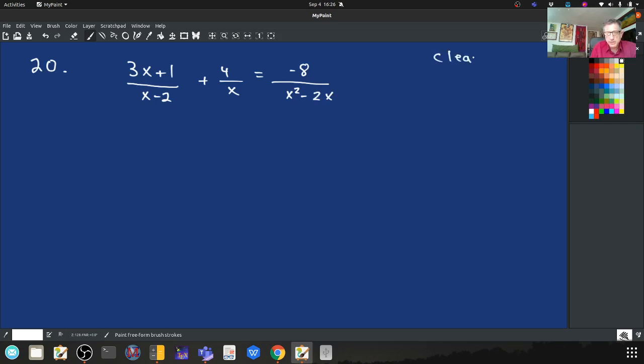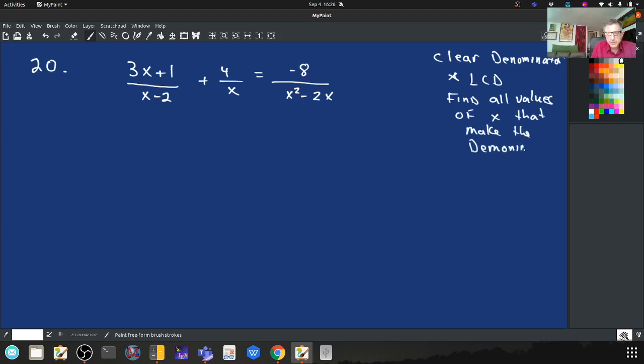Clear denominators, and to do that we have to find the LCD, and then find all values of x that make the denominators 0. So how do you do that? You set the LCD equal to 0 and solve for x.